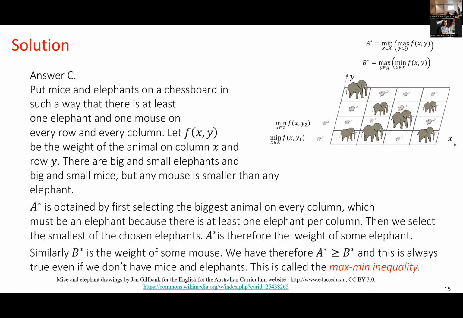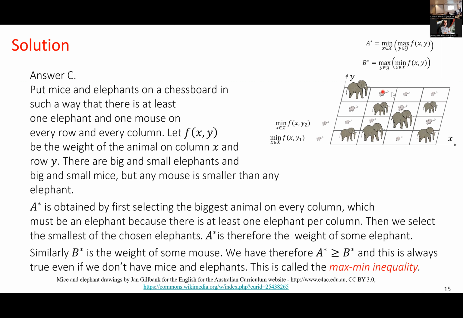So if I take the min of f of x, y for a given value of y that I call y1, it means I fix y to be y1 here, and I look at the minimum when I fix the y coordinate over all values of x. Then it's a mouse here. I must say, I also put another constraint. It's like a Sudoku in my example here. I put a constraint on my chessboard that there is always an animal of every type on every row and every column. There's always an elephant and a mouse on every row and every column.